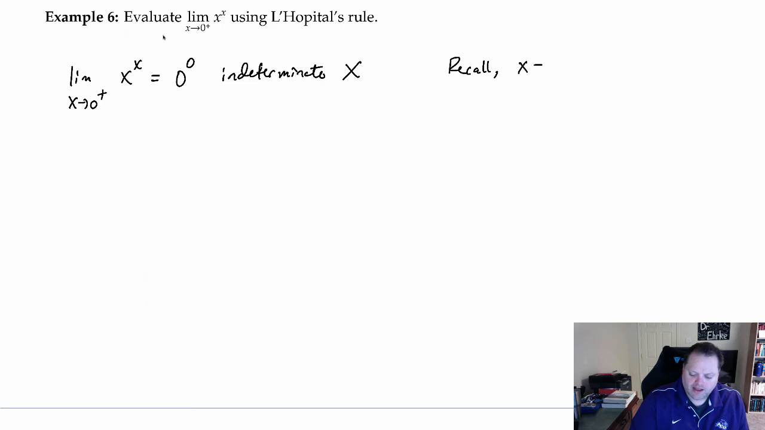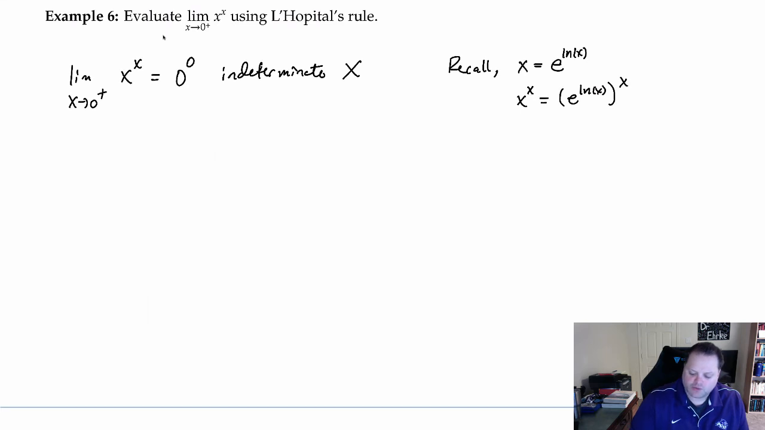that I can write x as e to the natural log of x. So what this means is that x to the x is e to the natural log of x, to the x, which our properties of exponents tell us is e to the x natural log of x. Those are the same thing. So you can write x to the x as though it were this. Simple enough.